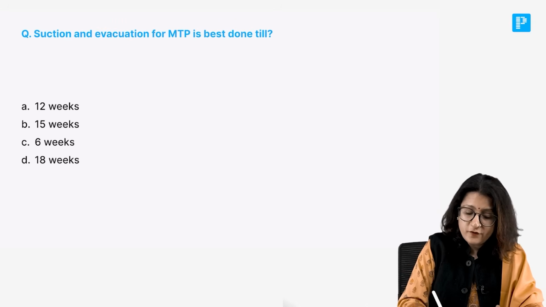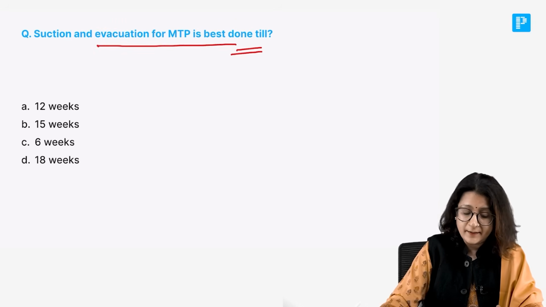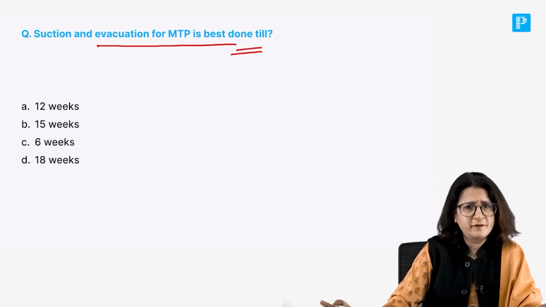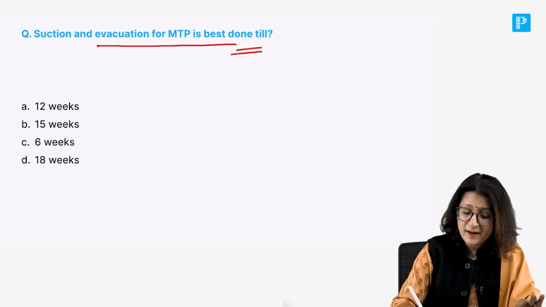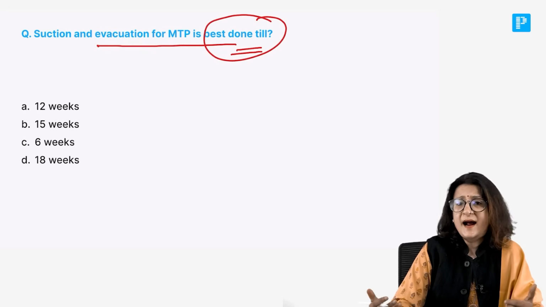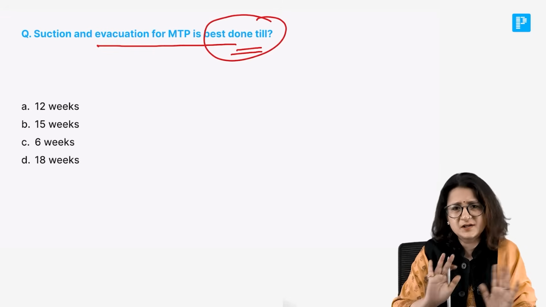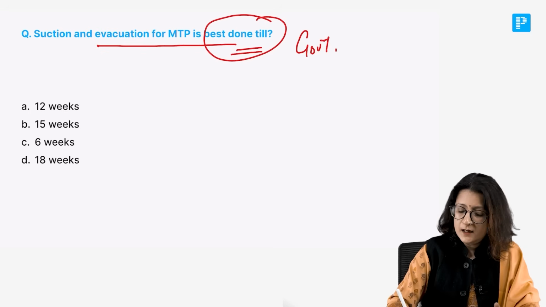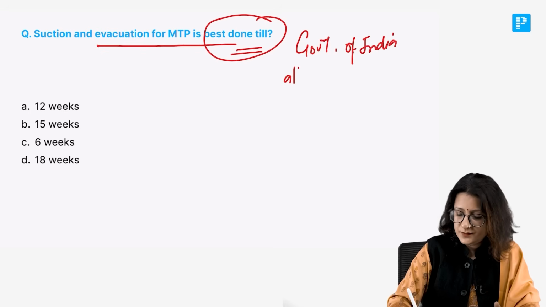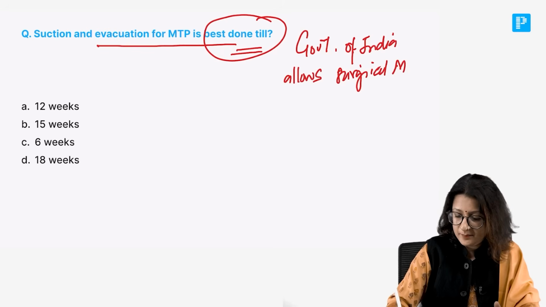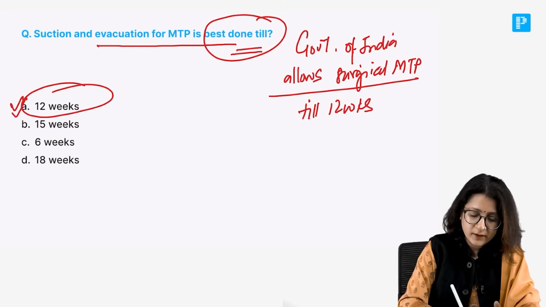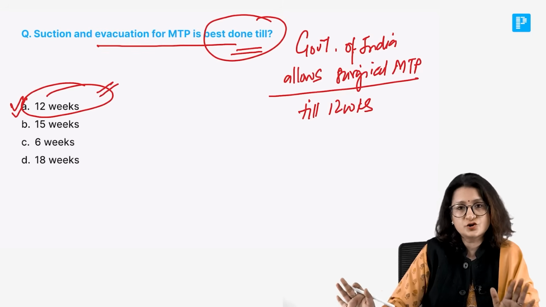Suction and evacuation for MTP is best done till what time? Please remember that suction and evacuation as a procedure can be done up till 15 weeks. That's correct. But please remember, they are asking you best done till. And even if best was not mentioned, please remember, the Government of India allows suction and evacuation or any surgical method of MTP only till 12 weeks. So that should be your answer.